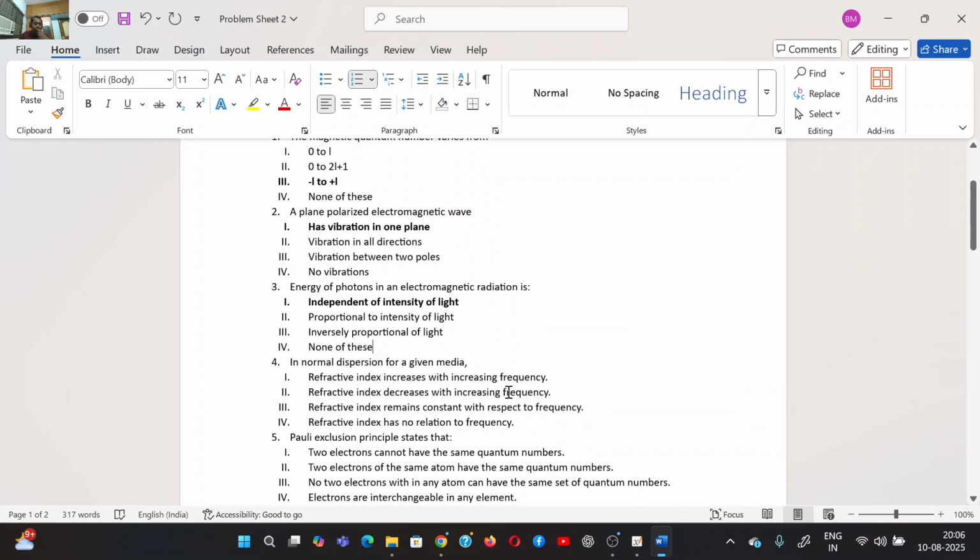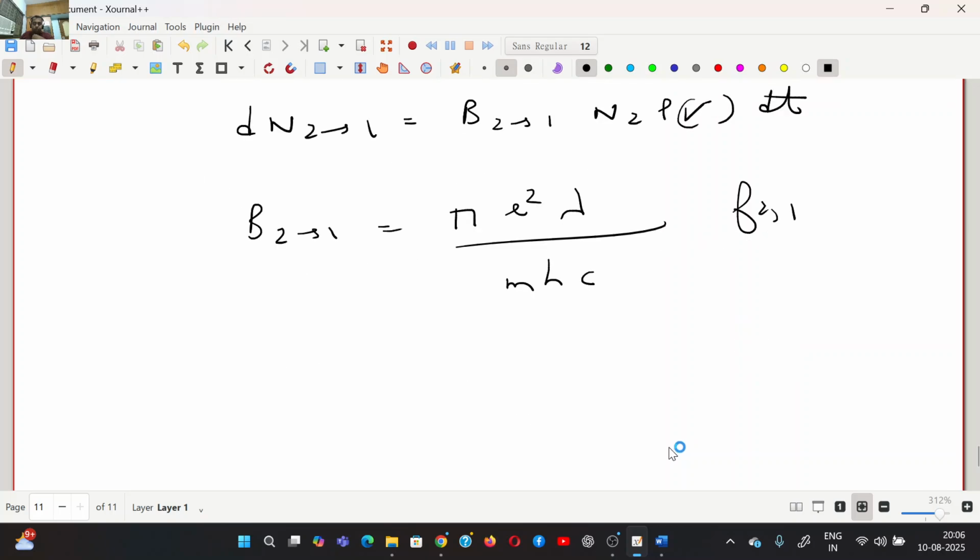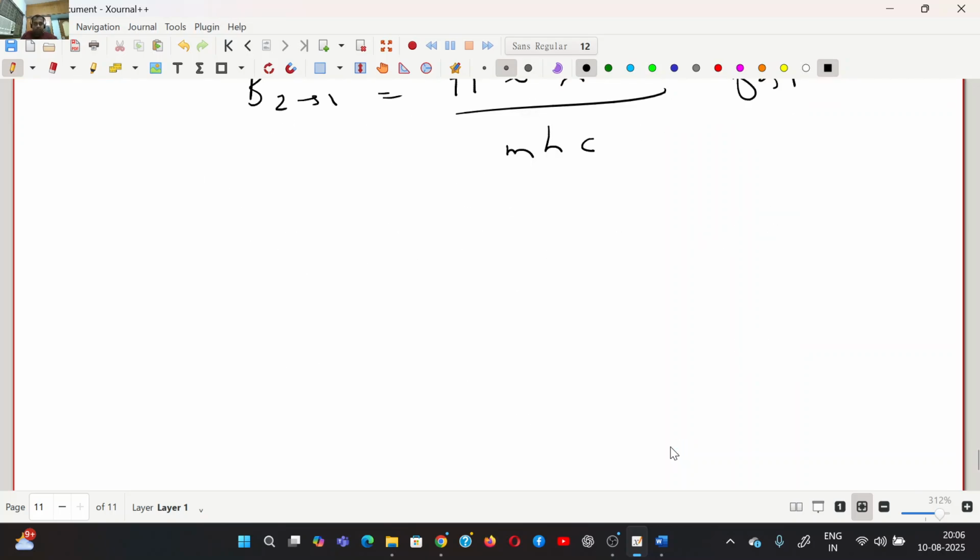In normal dispersion for a given medium, there are four options. What happens to refractive index with frequency? Okay, so problem sheet 2, ES2.